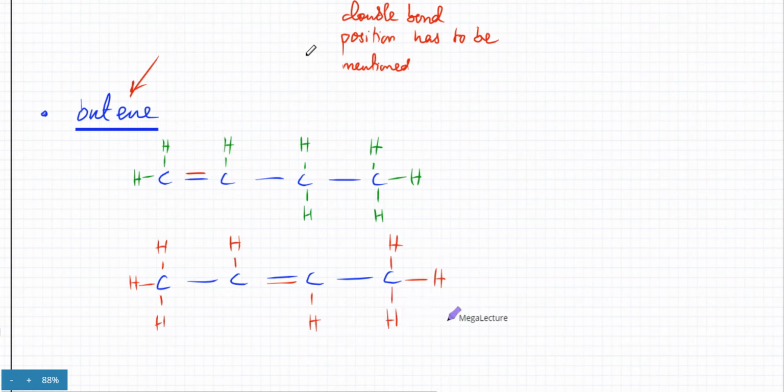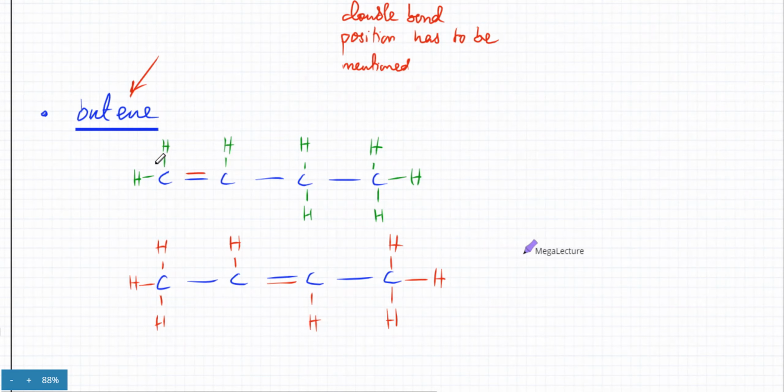So now the confusion is where do you put the double bond? So the double bond position has to be mentioned, and you have to tell them exactly where the double bond is. So, for example, butene would result in these two molecules, and these two molecules are different molecules. They're not exactly the same. Okay, the structures are different. So the name has to differentiate between the two.